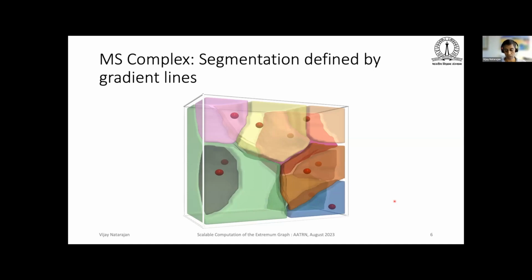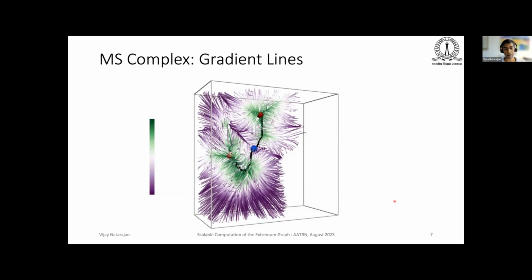And so these segments are actually defined by so-called gradient lines or integral lines. The integral lines are these maximal lines that follow the gradient of the scalar field. And one can associate a collection of gradient lines that terminate at a given maximum. And this defines the segment corresponding to that particular maximum.